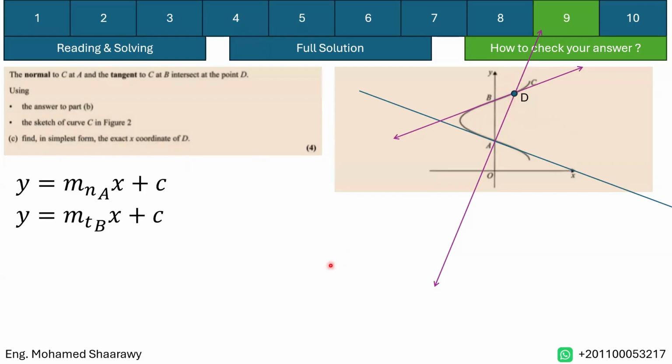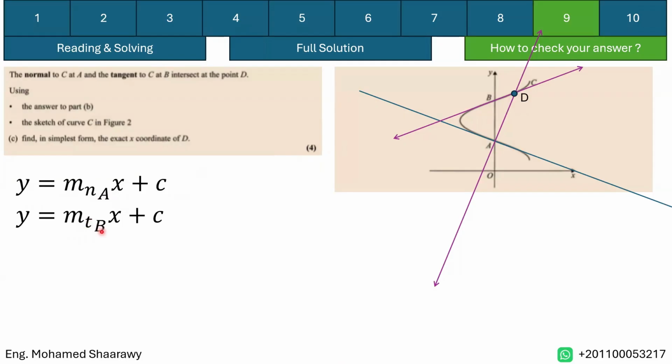Okay, one way to solve this question is that you get the equation of the normal and get the equation of the tangent, and if you try to solve them simultaneously, you will get the x coordinate of D, or all the coordinates of the intersection. Okay, I wrote this here. I wrote that I need to find y equals mx plus c for A, which is the normal of A. MNA means the slope of the normal to A, and MTB means the slope of the tangent at B.